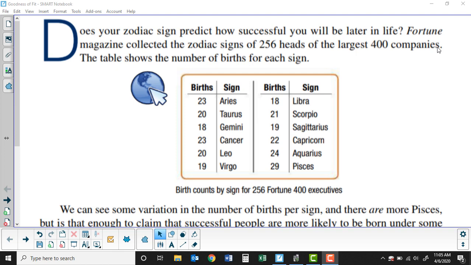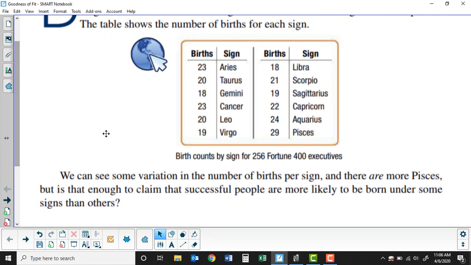It says, does your zodiac sign predict how successful you will be later in life? Magazine collected the zodiac signs of 256 heads of the largest 400 companies. And the table shows what the signs were for each of those CEOs. All right. It says we can see some variation in the numbers of births per sign. There are more Pisces, right? 29 Pisces.